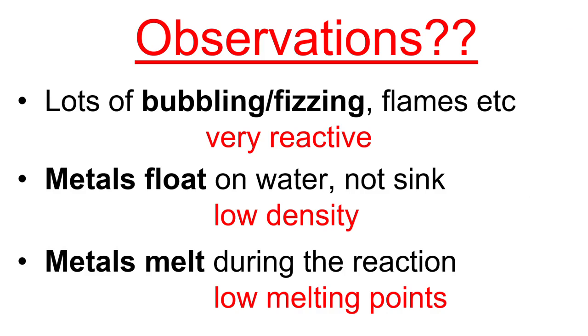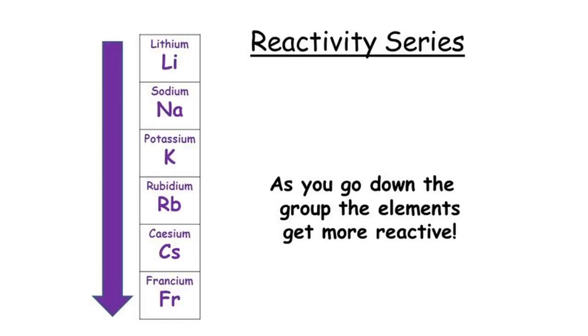Okay, what are the conclusions? Bubbling and fizzing, it's very reactive. The metals floating on water proves they have a low density, and the metals melting during the reaction proves it has a low melting point. So, why? Why does this happen? Why do they get more reactive as you go down the group?